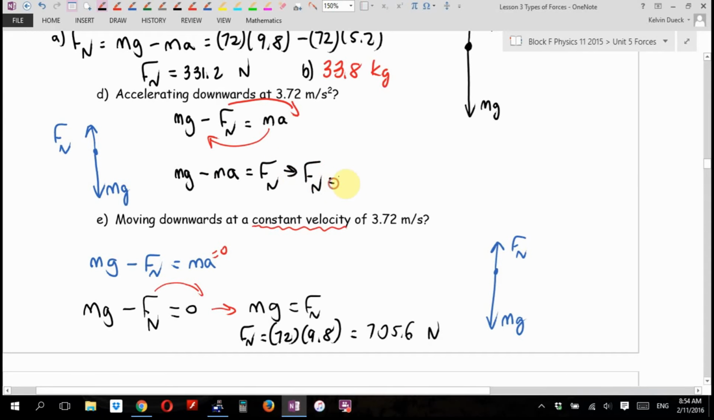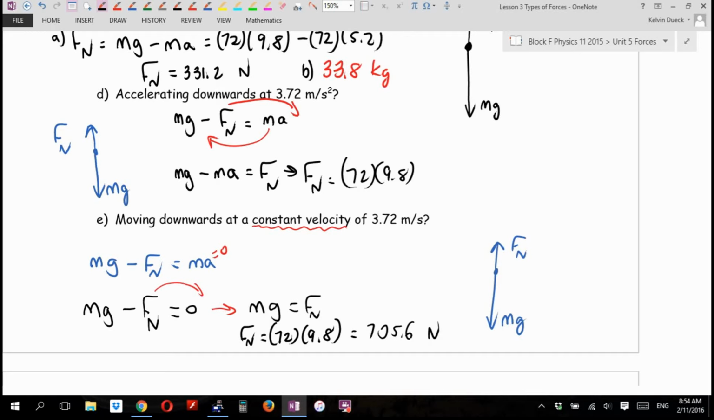But anyways, hey, now it's plug and chug. The normal force is going to be 72 times 9.8. John, why don't I need to put a negative 9.8 in here? I took care of it where? With that arrow. That arrow has the negative and takes care of my signs for me.